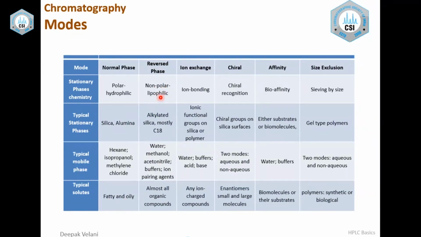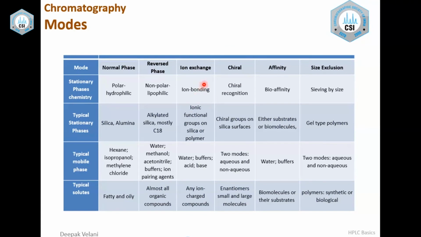Reverse phase, basically the column or stationary phase is non-polar. It is basically C18, C8, C4, C6 and those kinds of compounds based mainly on silica, or it can be on polymer columns also. Solvents being used are water, methanol, acetonitrile, buffers, and ion pairing agents. Typical solutes: almost everything can be analyzed here, all organic components which are soluble.